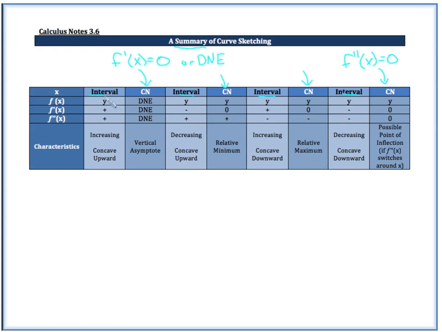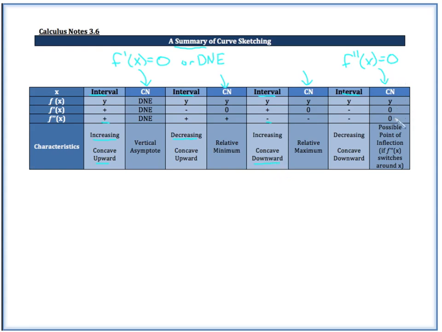Now on our intervals here, if f prime is positive in that interval, then we say that the function is increasing. If f prime is negative, then we say the function is decreasing. Now if we look at an interval and the second derivative is positive, then we say it's concave upward. And if the second derivative is negative, then we say the function is concave downward.